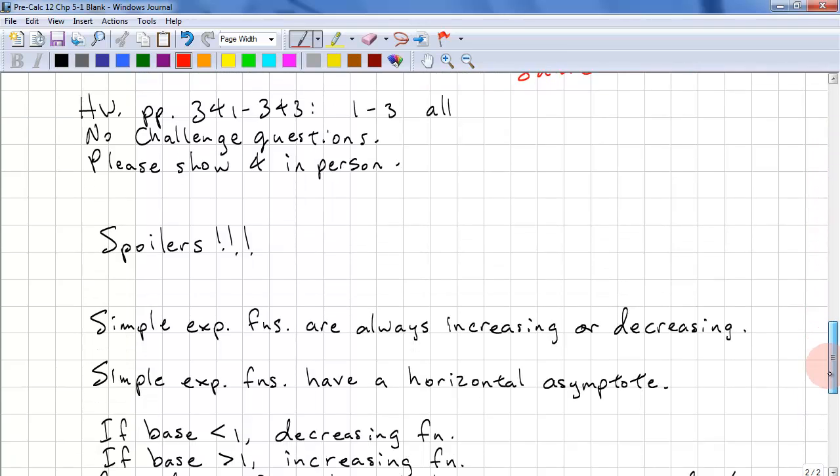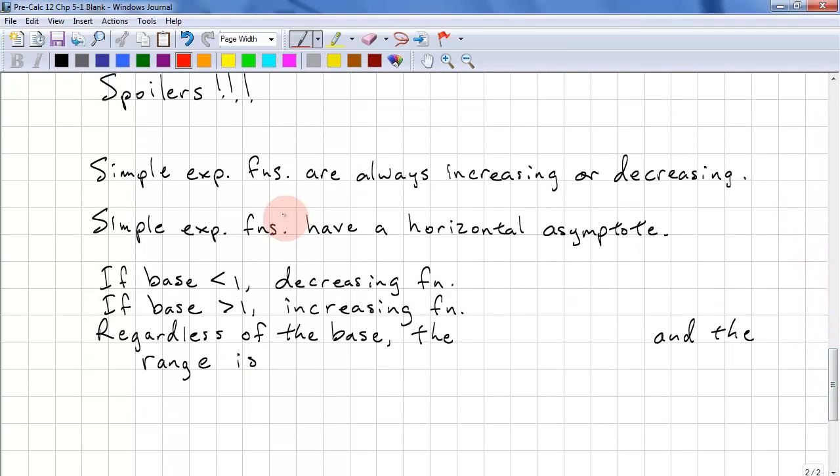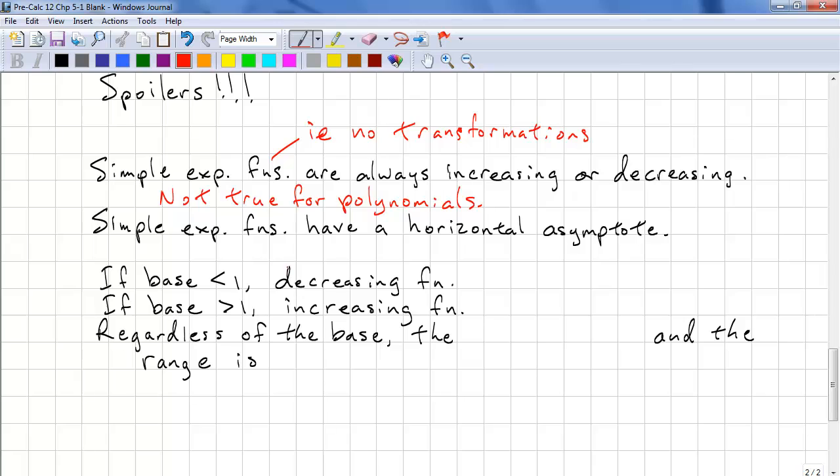So here are the spoilers. Simple exponential functions are always increasing or decreasing. And by simple, I mean no transformations. And this is not true for polynomials. Simple exponential functions have a horizontal asymptote. Again, not true for polynomials.